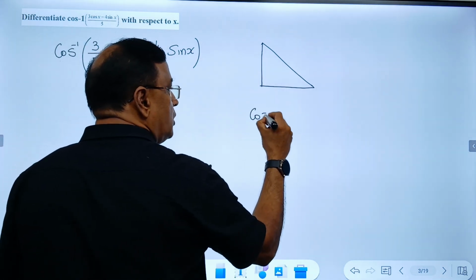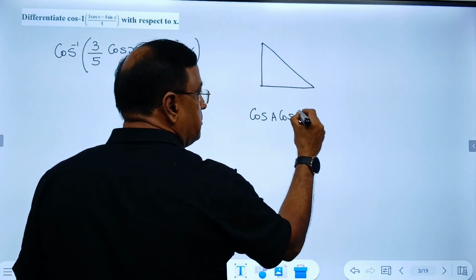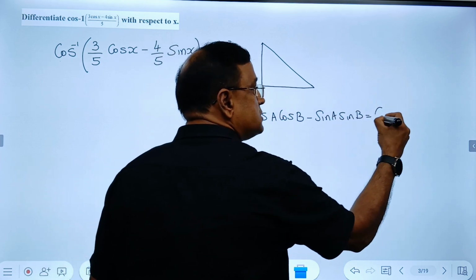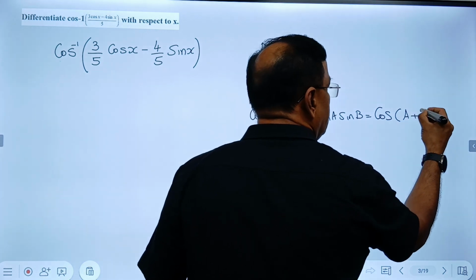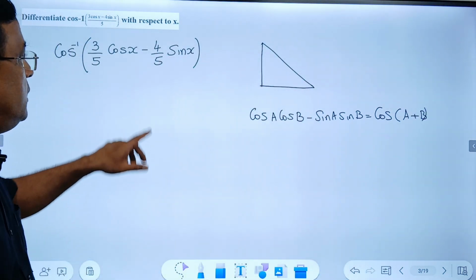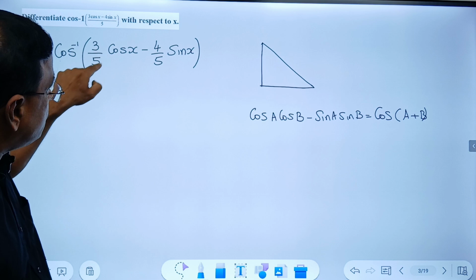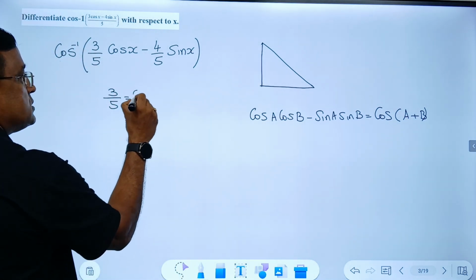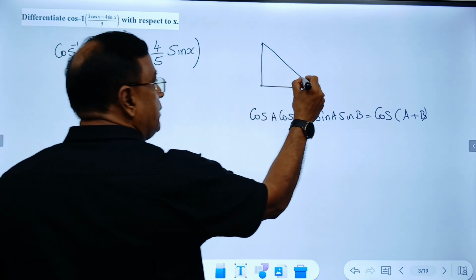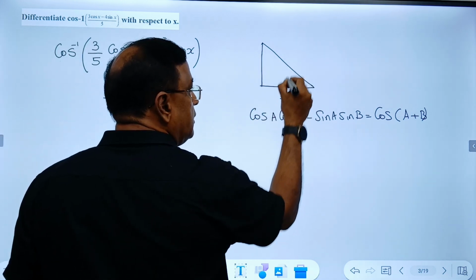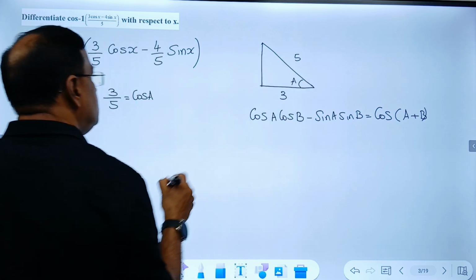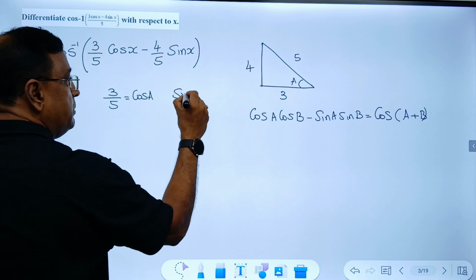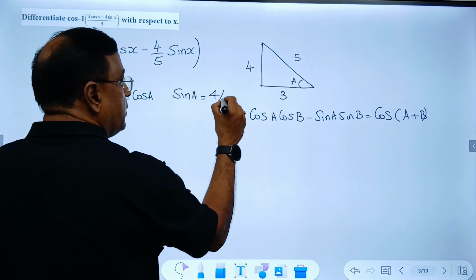So you know cos A cos B minus sin A sin B is cos of A plus B. We know this formula, right? So here it is cos x. I want this also in terms of cos. So I will take 3 by 5 as cos A. If I take 3 by 5 as cos A, adjacent by hypotenuse, then by Pythagoras theorem the other side will be 4, and therefore sin A will be 4 by 5.